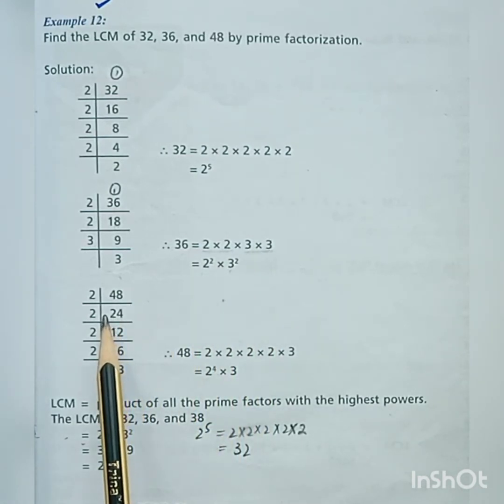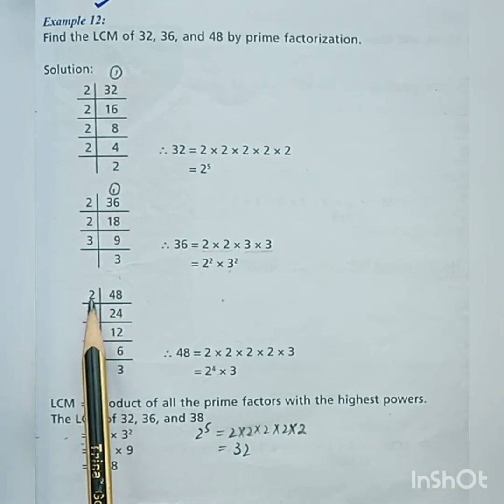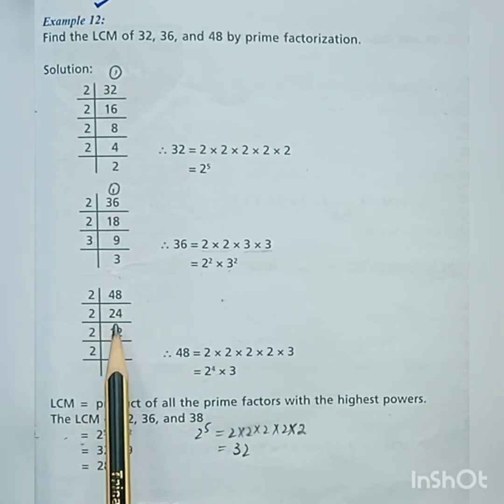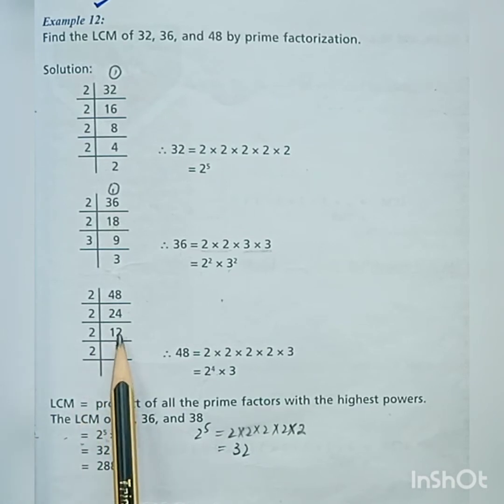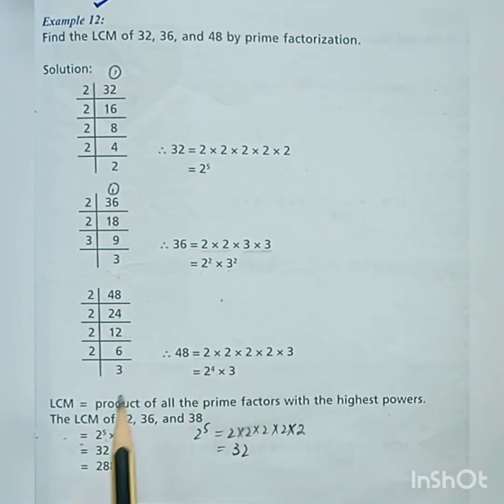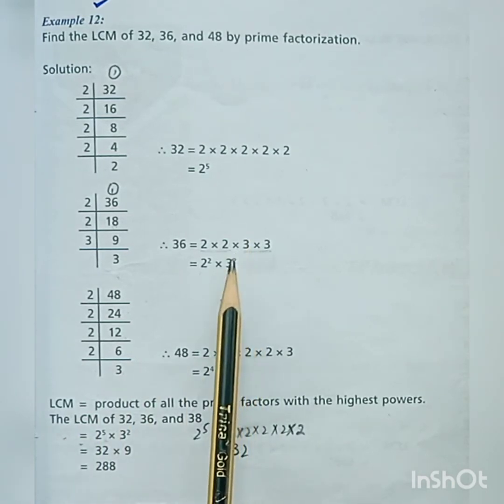Next, find the prime factors of 48. Start with the smallest prime number 2. 2 2s are 4, 2 4s are 8, 2 1s are 2, 2 2s are 4, 2 6s are 12, 2 3s are 6 and 3 1s are 3. These are the prime factors of 48. Next, find the LCM of these answers.